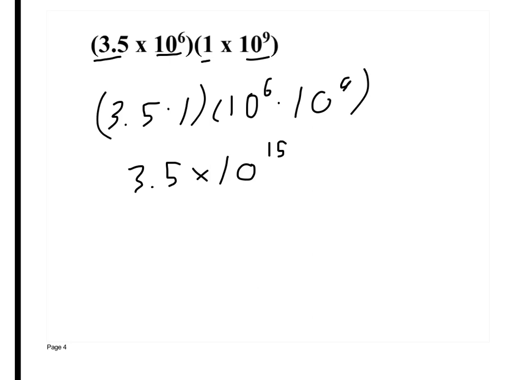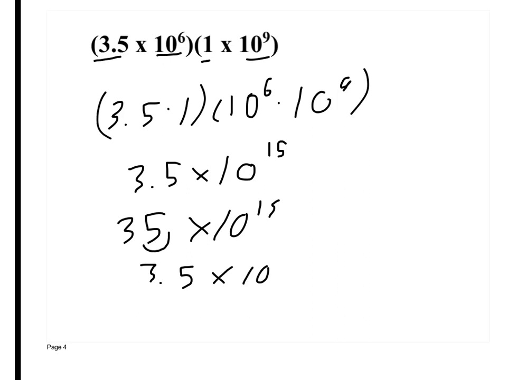If you were to get something like this, what if your numbers worked out to this? 35 times 10 to the 15. Would that be scientific notation? No. So what I have to do is move the decimal one time to make that 3.5, and then I would have to add to the exponent. If I move it one time, I add 1. So make sure that your answer is in scientific notation.